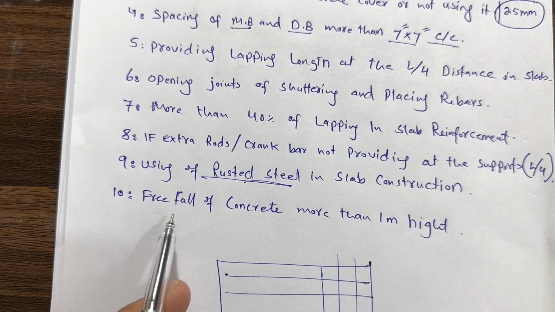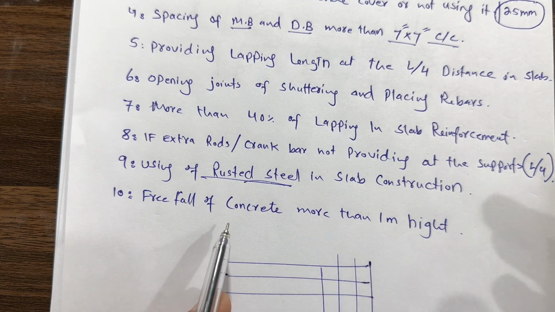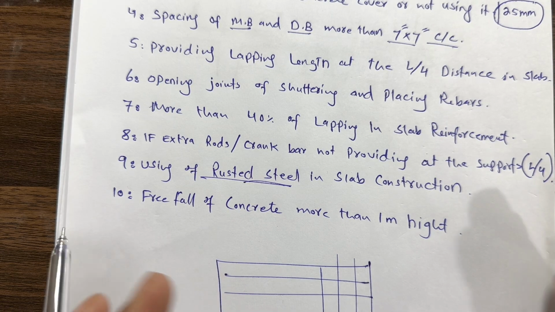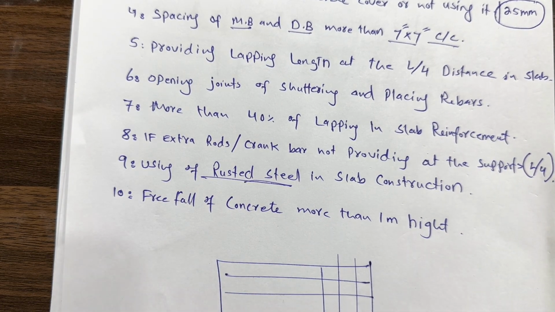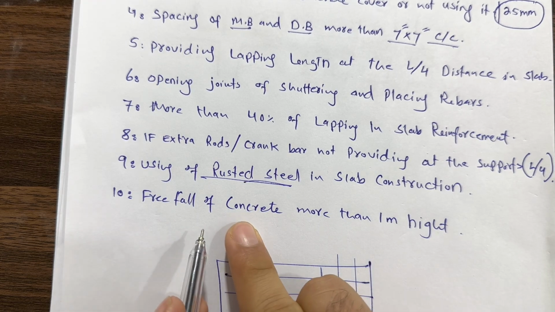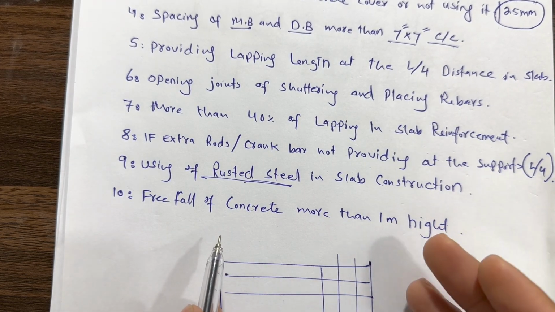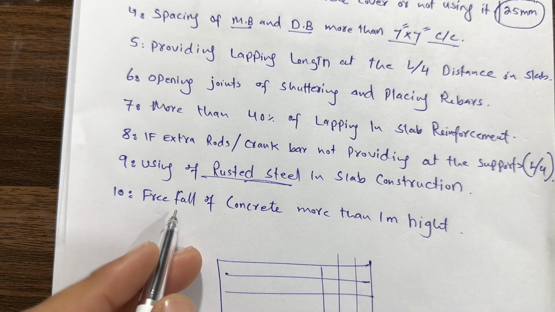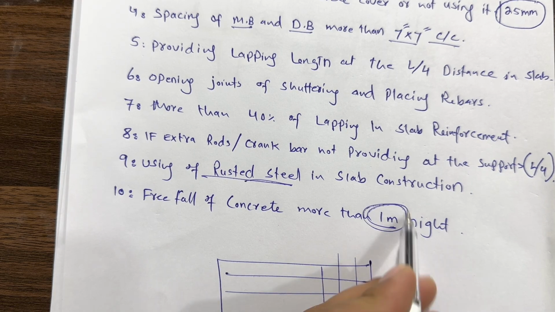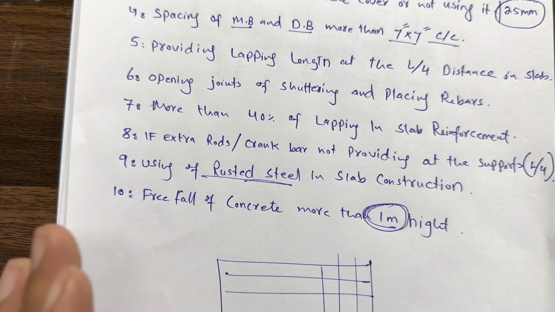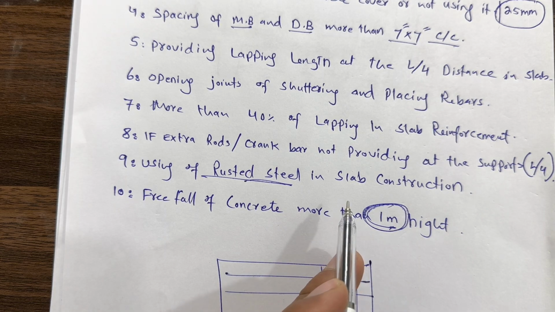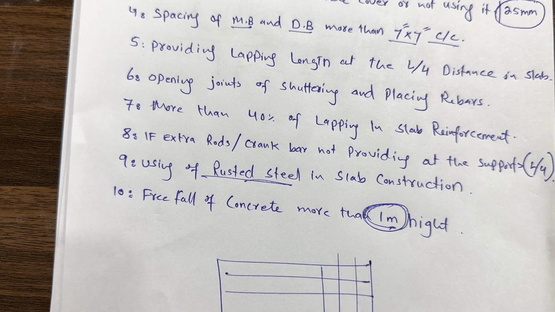Next one is, guys, the last one, okay? Free fall of concrete when making the construction of RCC slab, because this is RCC, reinforced cement concrete. In that case, sometimes the laborers and most of the people working during construction of RCC slab pour the concrete from a height of more than 1 meter, okay? So don't pour the concrete from a height of more than 1 meter. Up to 1 meter it's okay, otherwise it causes segregation and bleeding, etc. So this is also one of the big mistakes.